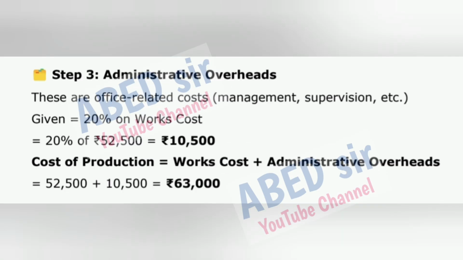Step 3. Administrative overheads. These are office-related costs, management, supervision, etc. Given equals 20% on works cost, equals 20% of 52,500 rupees, equals 10,500 rupees. Cost of production equals works cost plus administrative overheads, equals 52,500 plus 10,500, equals 63,000 rupees.